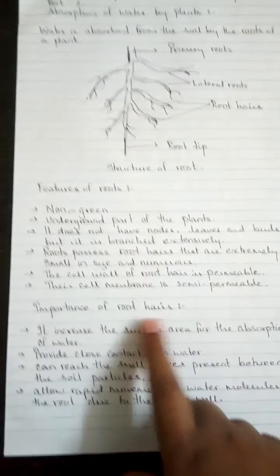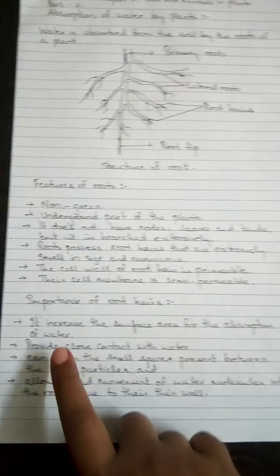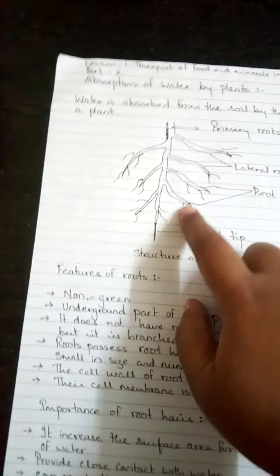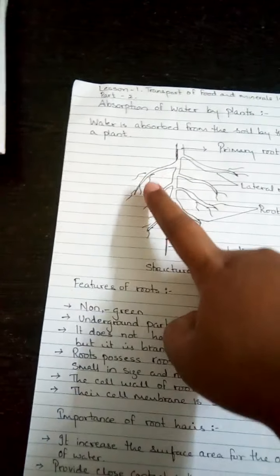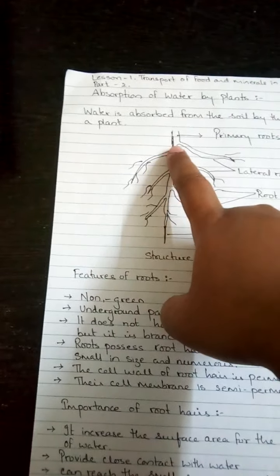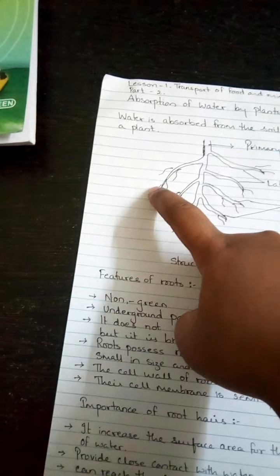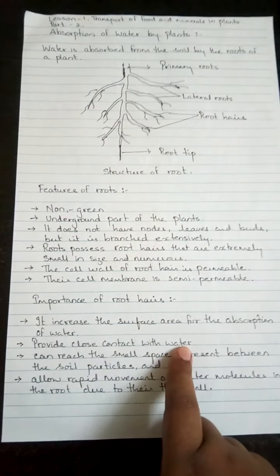Now, the importance of root hairs. Why are they important? Because they increase the surface area for the absorption of water. The more area there is for the water to come in contact, the more will be the absorption. Just imagine if there is only a root, this much area only will the root have for absorption. But when the root has more area, the particle has to travel from here, then keep on traveling, so it increases the surface area for absorption.